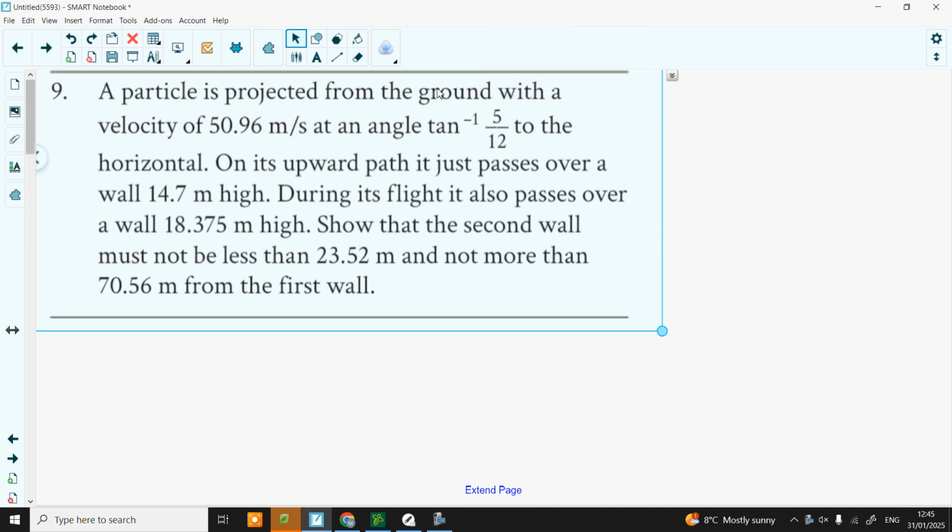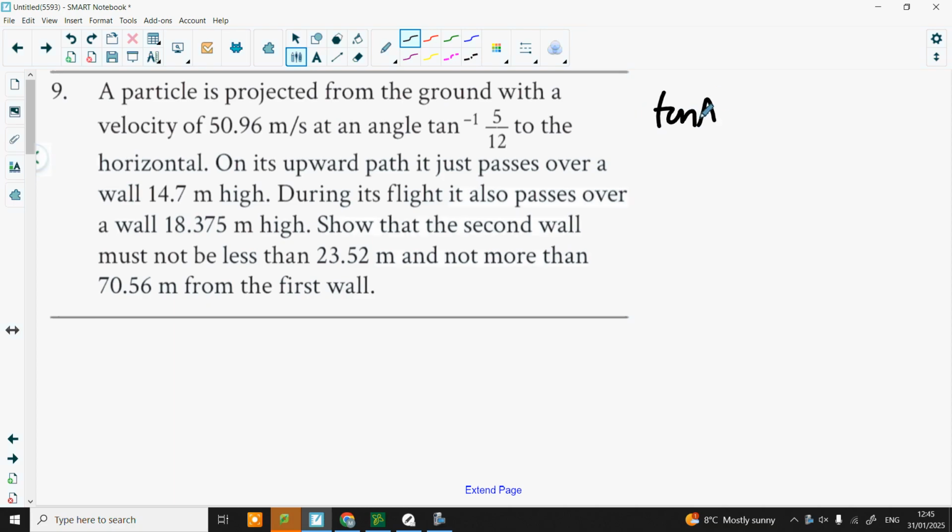So a particle is projected from the ground with a velocity of 50.96 at an angle. Now, see that angle? Tan A is 5 over 12. That means an adjacent of 12 and a height of 5.